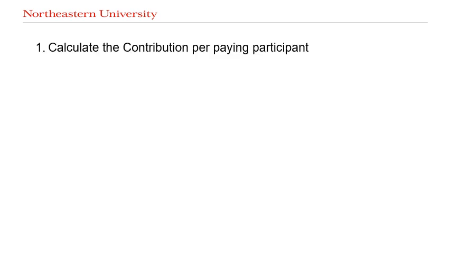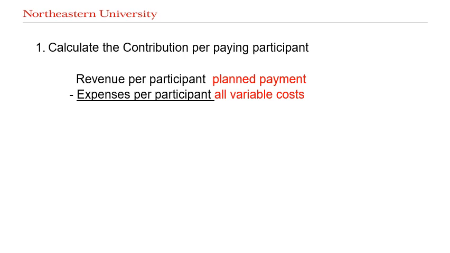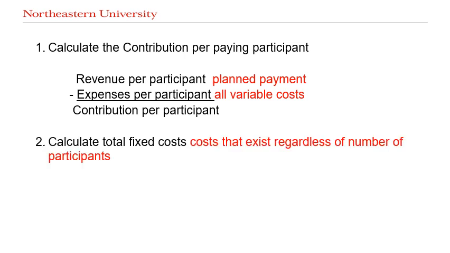You begin by calculating what's called the contribution per paying participant. And that is the revenue per participant, what you expect each participant to pay for the program, minus the variable costs, how much each participant will cost you to participate in the program. And the remainder is called the contribution per participant. What each participant will pay minus what each participant will cost remains the contribution per participant.